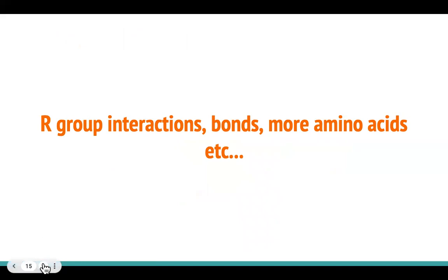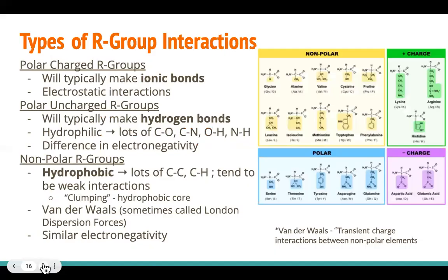So here is where we're going to go over the different ways the R groups interact with each other. Polar charged R groups are going to make ionic bonds, or electrostatic interactions. On the chart, the green and the purple are the charged ones. Polar uncharged R groups are going to make hydrogen bonds. What makes an R group polar is an unequal sharing of electrons, which creates differences in electronegativity.